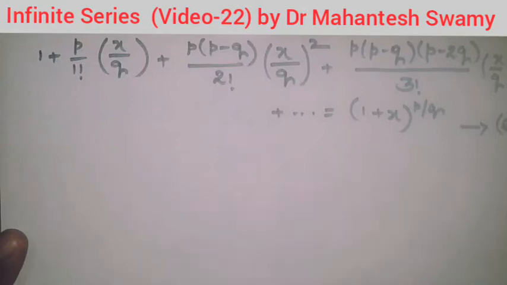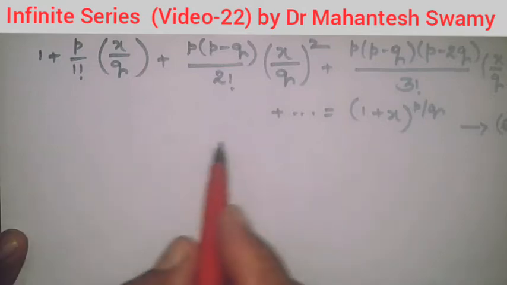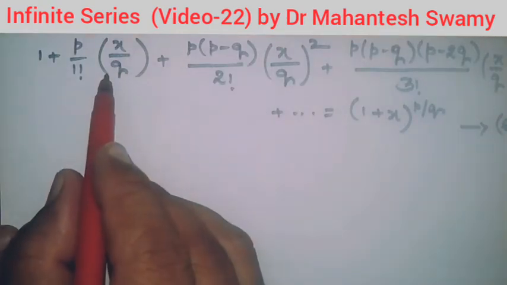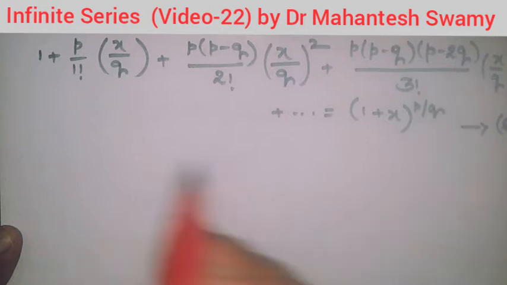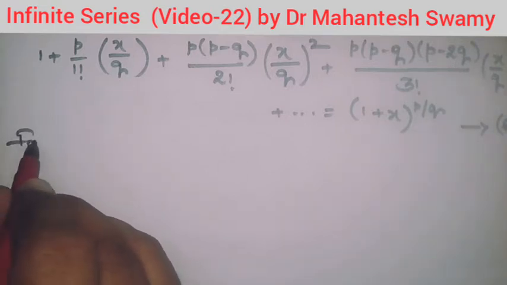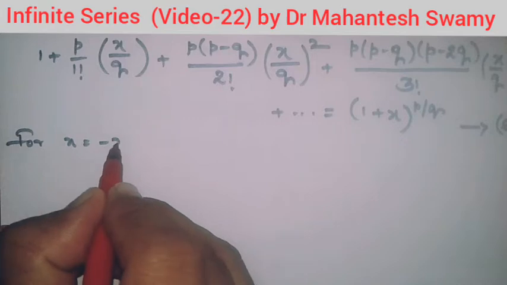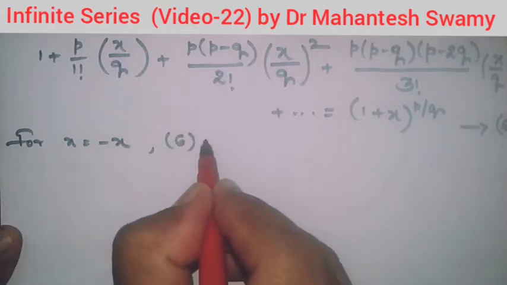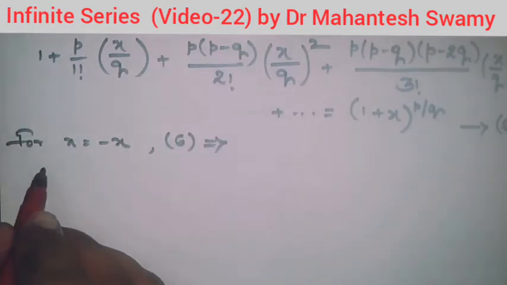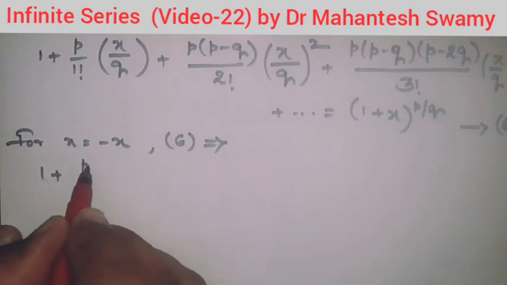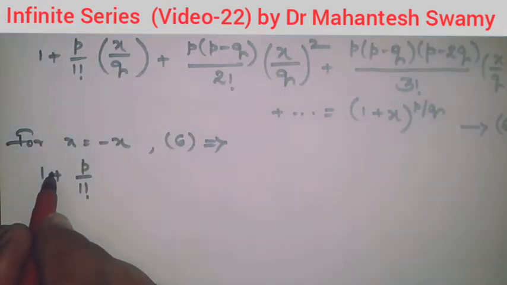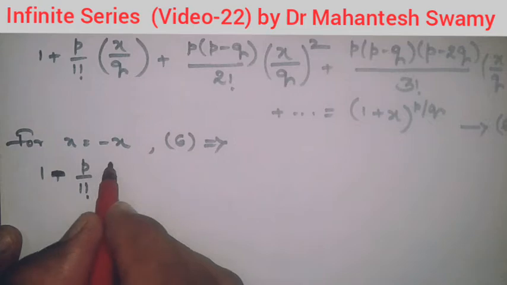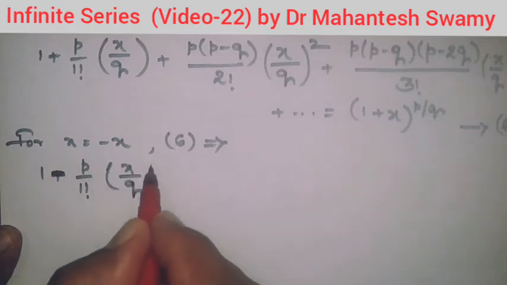Now from this, when x is equal to minus x, we are going to get the expansion for 1 minus x whole to the power of p by q. So for x equal to minus x, equation number 6 implies that the series is 1 plus p by 1 factorial as it is, and since x becomes minus, all odd powers will have minus and even powers will remain positive.